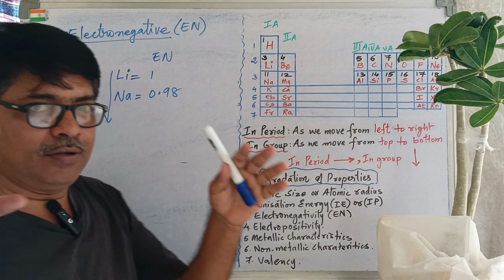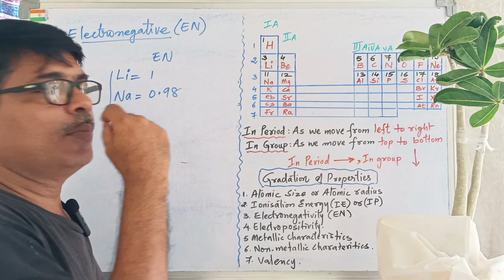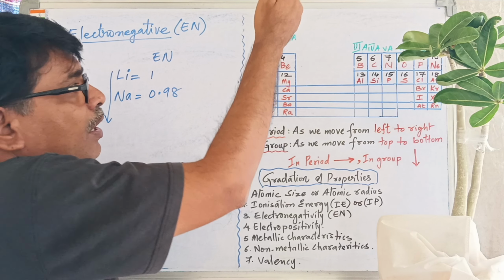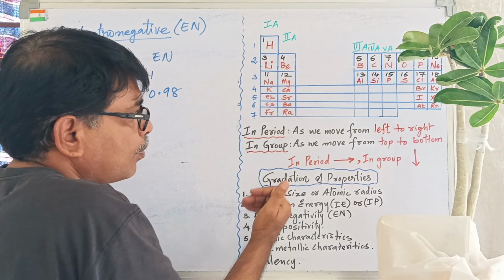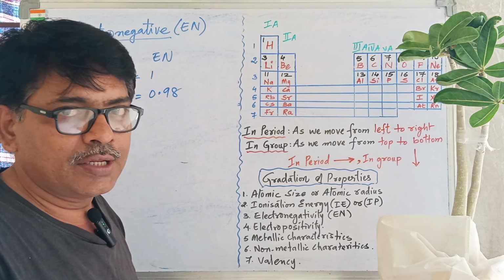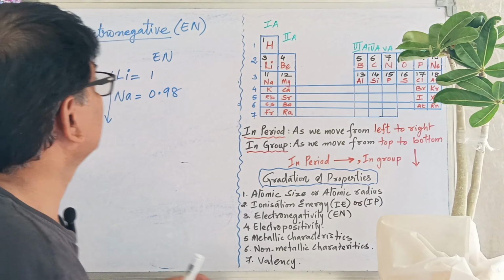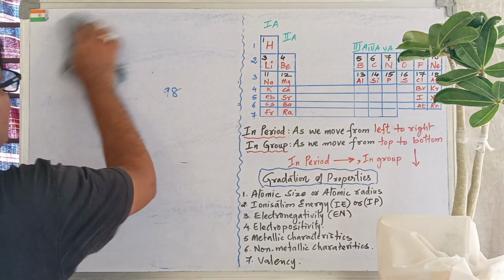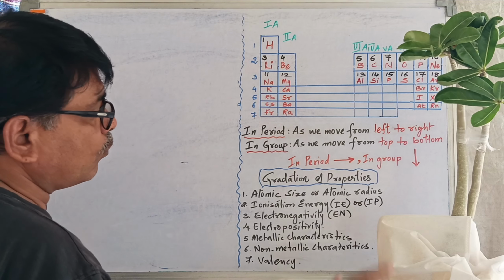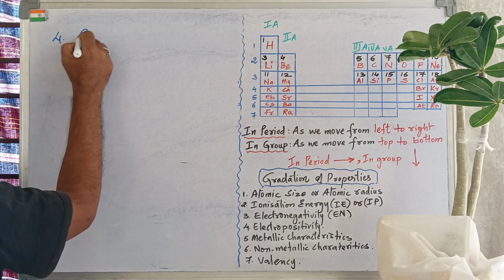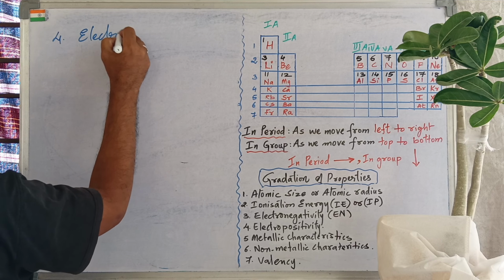So finally, in a period, as we move from left to right, electronegativity is increasing. In a group, as you move from top to bottom, electronegativity is decreasing. The reason is size. And small atoms will have more electronegativity is a clue for you. Next, coming to electropositivity, just opposite to electronegativity is electropositivity.